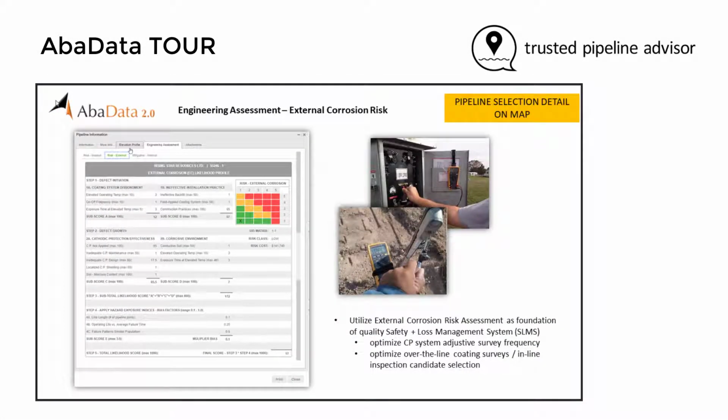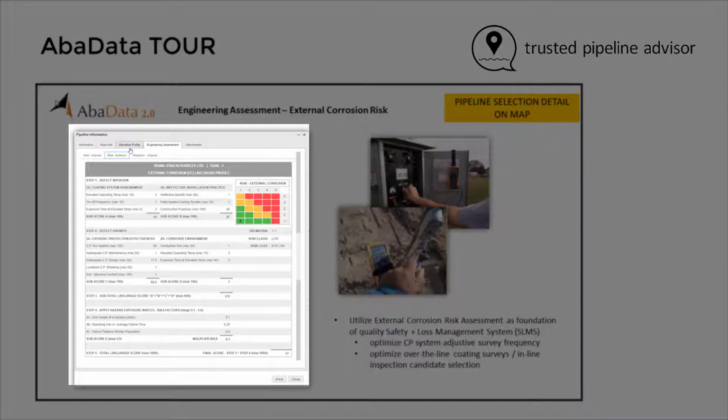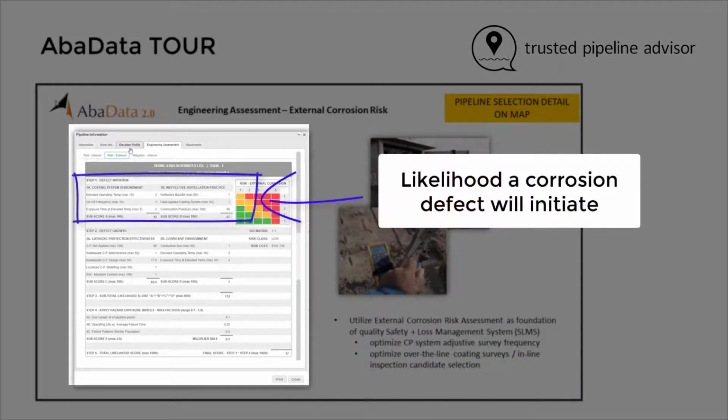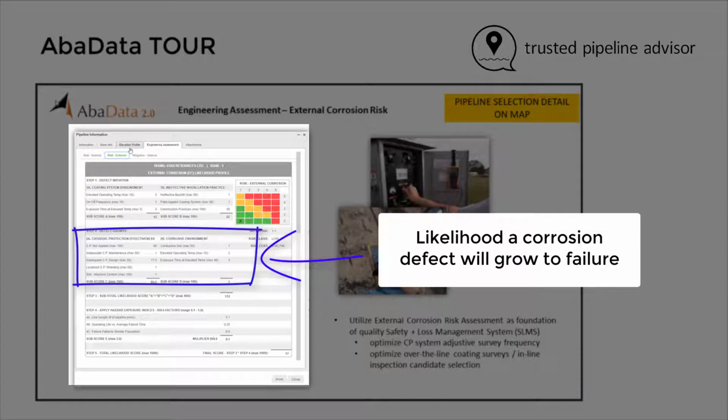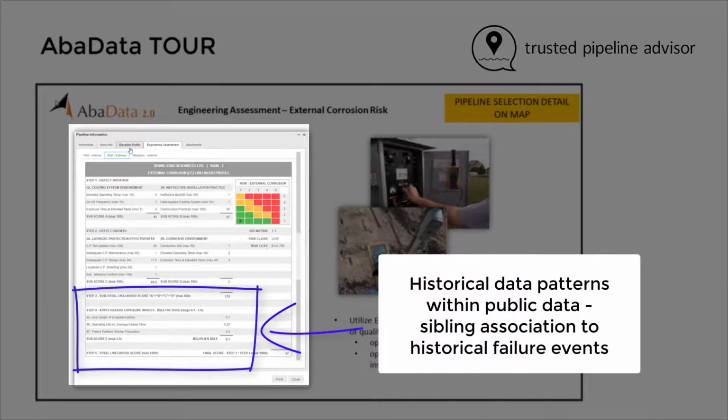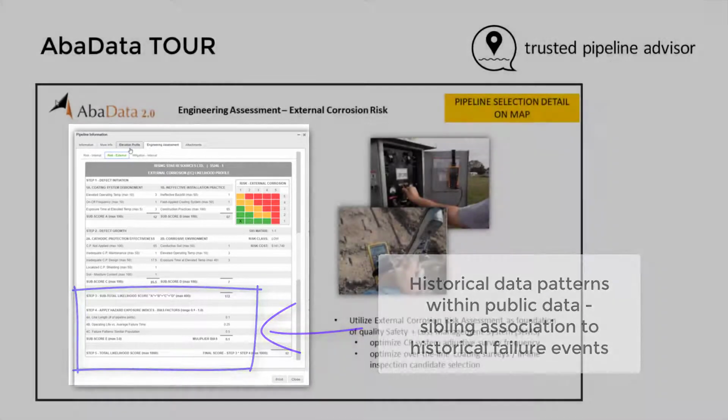The tab for external corrosion risk provides field operations teams with the results of the triage assessment. The detailed calculations are summarized that establish, number 1, the likelihood a corrosion defect will occur on the pipeline at either a girth weld or within the mainline coating system, and number 2, the likelihood that a corrosion defect, should it occur, will grow to failure. The likelihood assessment model also considers data patterns from within Alberta public data sources, and consideration of historical pipeline performance for those pipelines with a strong sibling association.